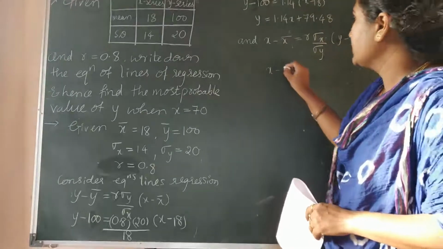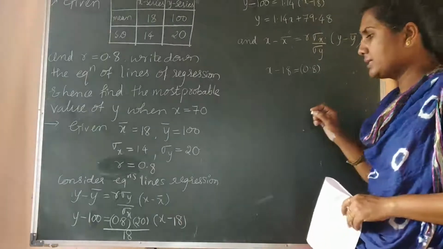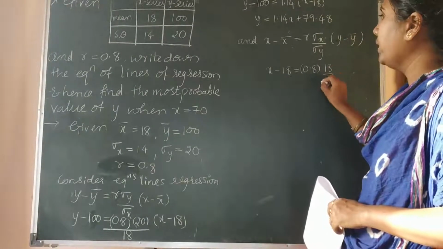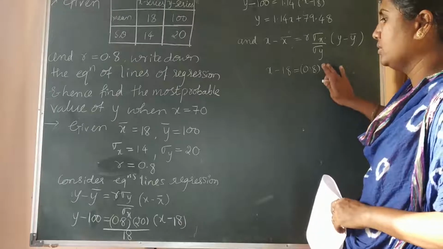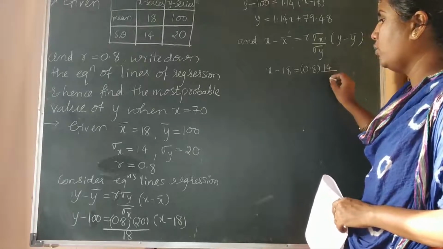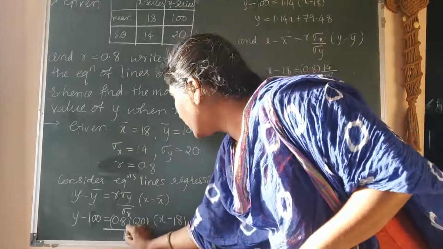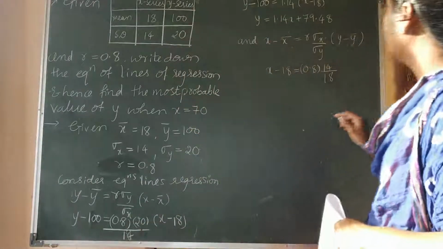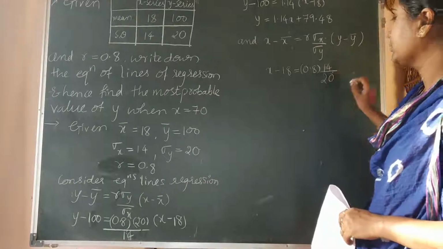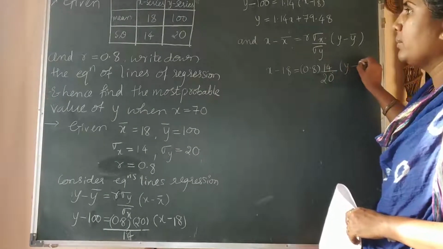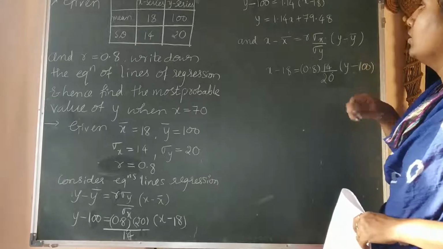This is one more standard equation of line of regression. Substitute the values. x minus x bar is equal to 0.8 into bracket sigma x upon sigma y. Sigma x is 14, sigma y is 20, into bracket y minus y bar, y bar is 100. Okay, simplify this one.